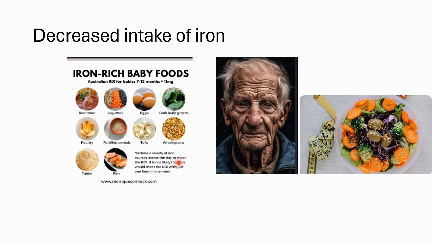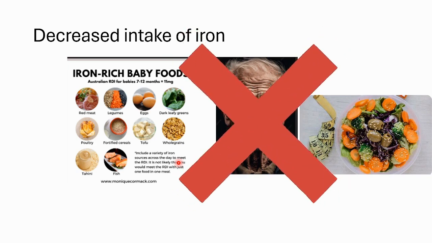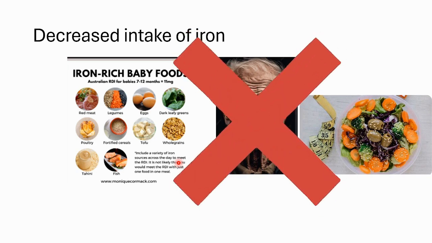So now coming to the third cause, that is increased intake of iron. So this is common during infancy, especially when diets are limited to low iron foods like milk and cereals. Likewise, older adults may have poor iron intake due to dental problems or financial constraints, limiting access to iron-rich foods such as meats and vegetables.